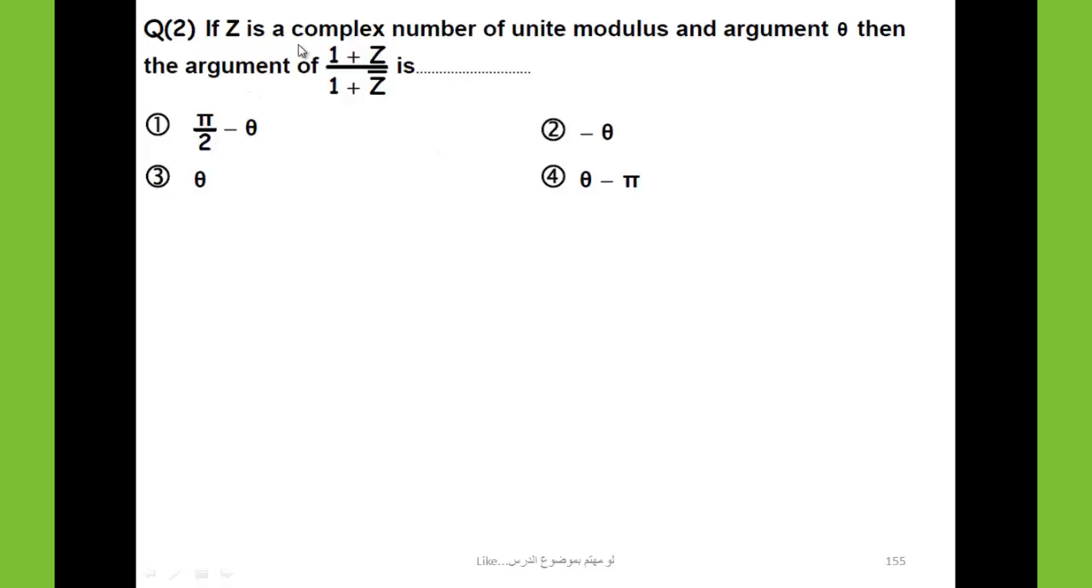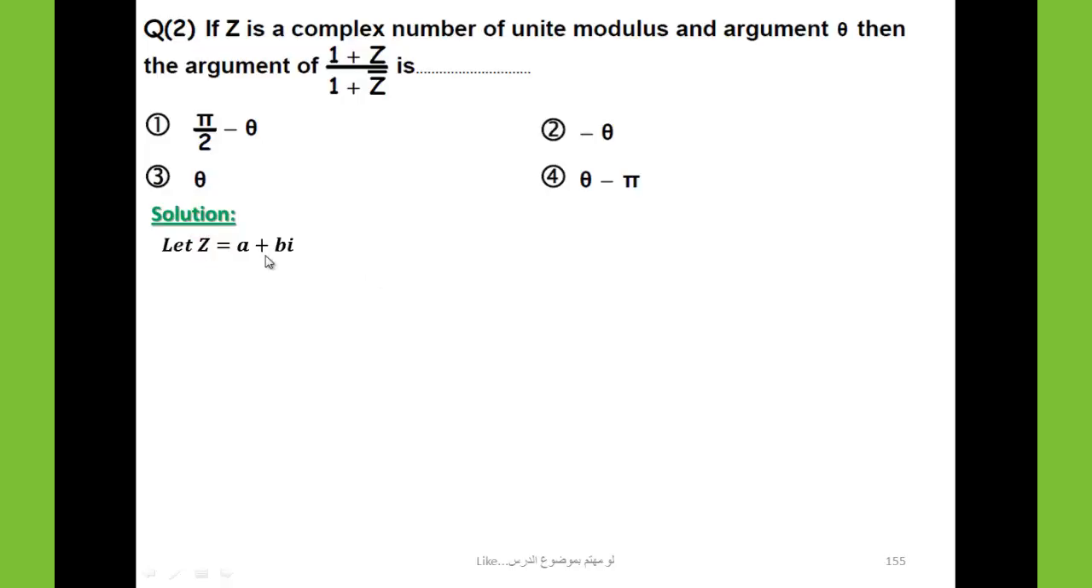Again, if Z is a complex number of unit modulus, what does that mean? The length of its modulus equals unity, equal 1. Absolute Z equals 1. So we want to calculate the argument of 1 plus Z over 1 plus Z bar. First, we have to simplify this fraction. And don't forget that the argument of z is theta. Okay, back to solution.